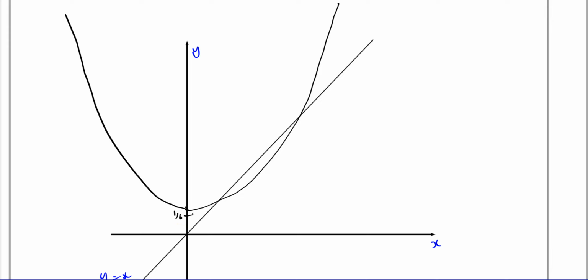Okay, so that's 1/6. I'll just move that up a bit. Okay. Not such a good graph, but still.